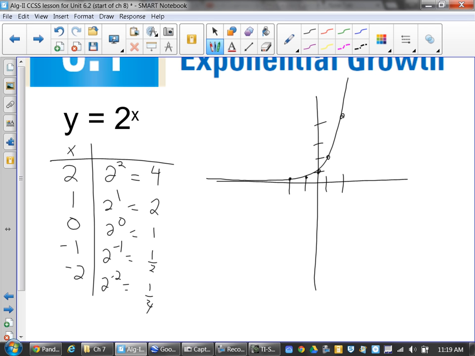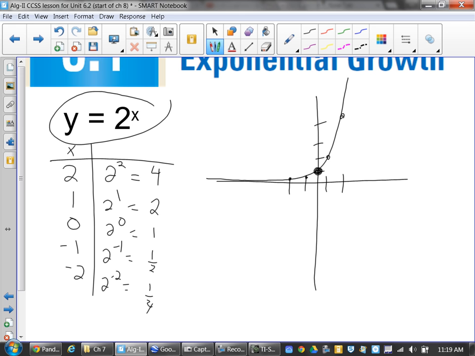Now take a second and put this in your calculator. Plug in your y equals table real quick. Let's take a look at it and see if you can figure out some interesting things. Look at the graph, look at the table. Now, in this example here, what was our y-intercept? It was at 1, correct? Our y-intercept was at 1.